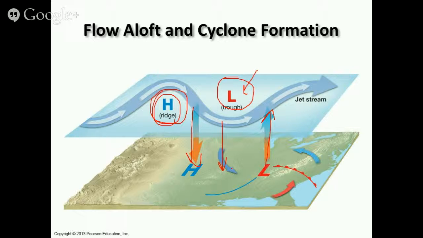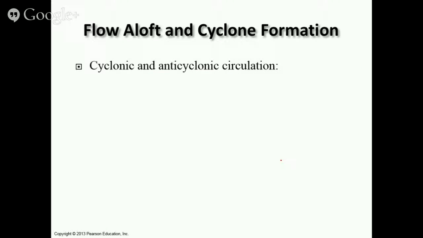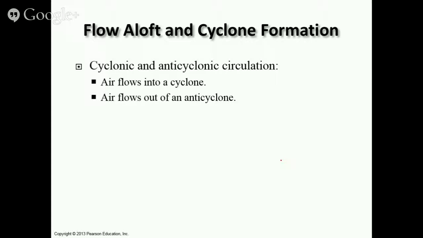On the other hand, whenever we have that classic mid-latitude cyclone come through, like our low pressure system at the surface, we can have those classic weather conditions. When we compare cyclonic to anticyclonic, we have different types of circulations. Air flows into a cyclone and it flows out of an anticyclone. Remember which one is low pressure? Should be cyclone. That means anticyclone is high pressure.